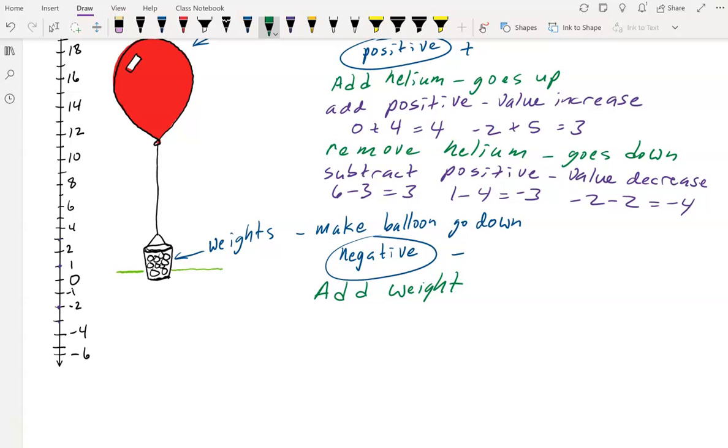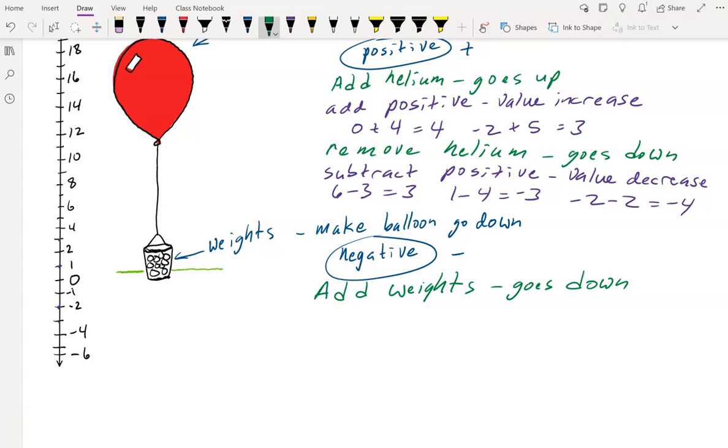When we add weights, what's going to happen to our little balloon thing here? Is it going to go up or is it going to go down if you add weights? Well, hopefully you said it's going to go down. It should, because you're adding weight, and weight causes balloons and things like that to go down. So when you add weights, the balloon goes down.